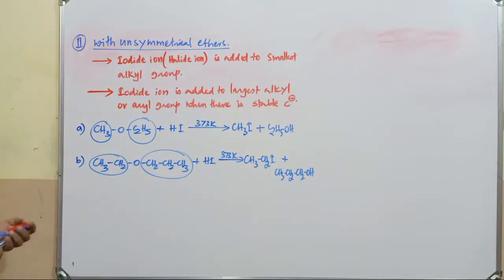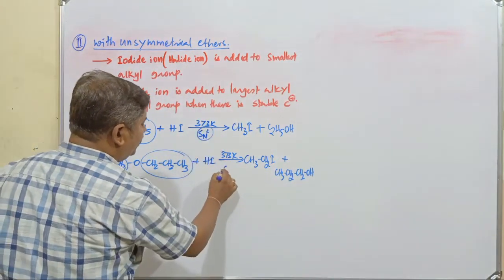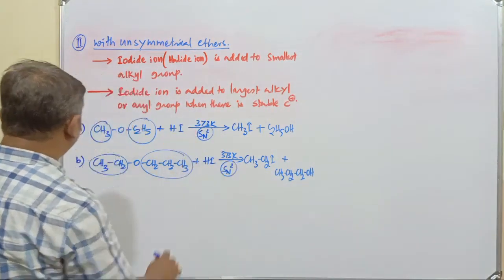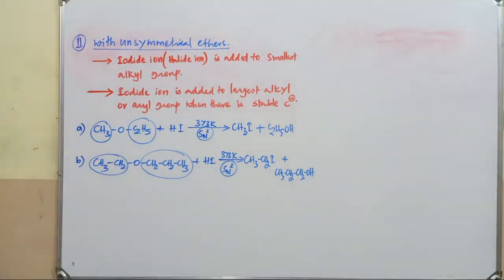Now in this case, the reaction follows the SN2 mechanism. Remember, the previous one also followed the SN2 mechanism, because these are primary ether compounds.